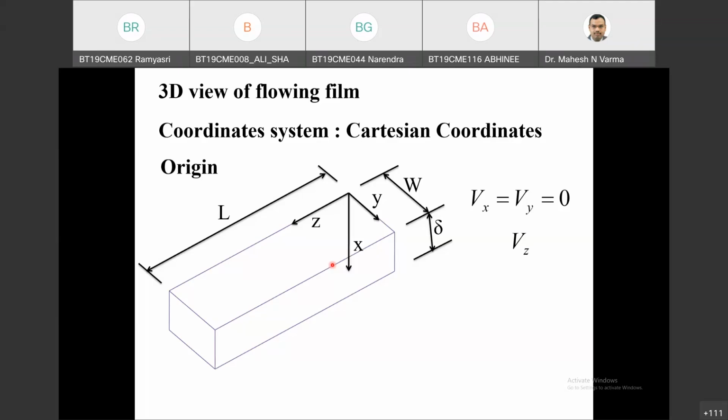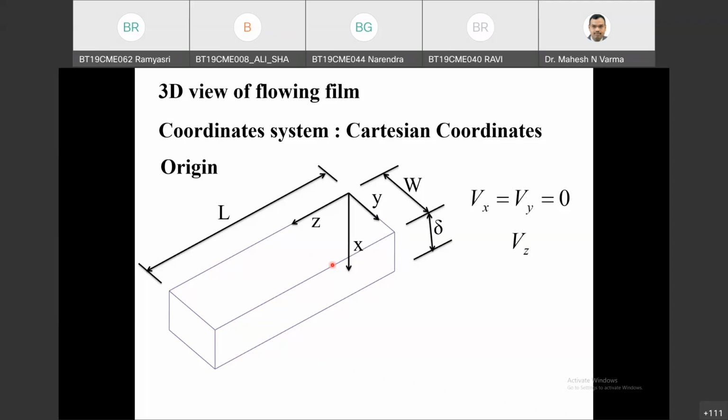Roll number 40, Ravi. Yes sir, Vz is a function of y. No. Why? Sir, if we consider the set of molecules in a thickness delta, then a particular thickness of molecules will have the same velocity irrespective of the distance from the origin. Okay, because you are telling delta is smaller.